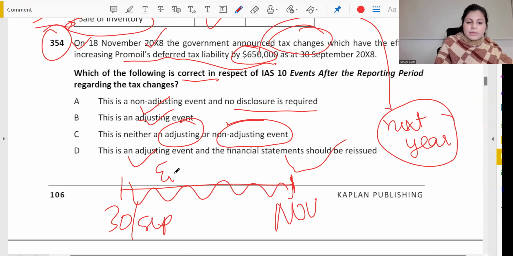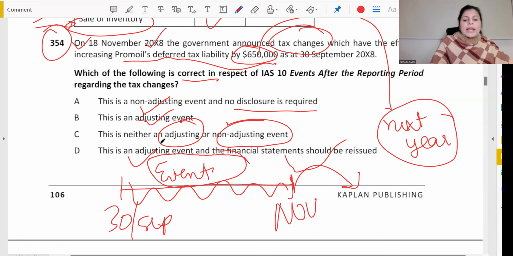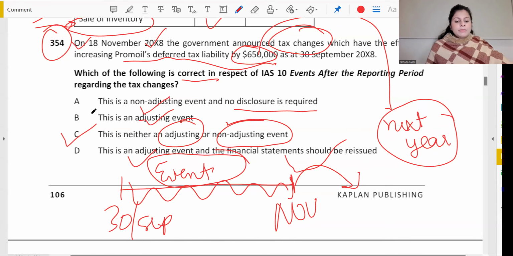What happens after this is something which can be termed as event after reporting date, but it is not within the scope of IS10. So this is neither adjusting nor non-adjusting. Do we understand this? A new concept maybe for all of you.